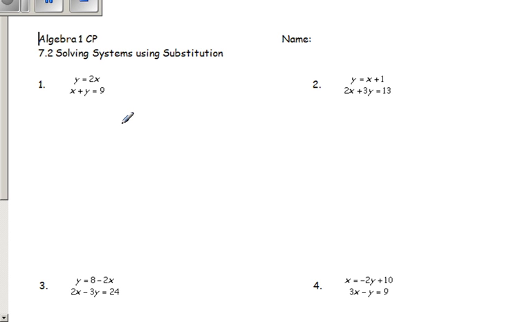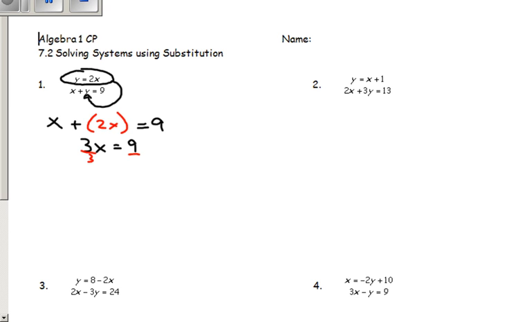So what I'm going to do is take this and plug it in for that y. So I'm going to have x plus 2x, again, because y equals 2x, equals 9. I can add x and 2x to get 3x. 3x equals 9. Divide both sides by 3. I'm going to go ahead and get those to cancel, and x equals 3.